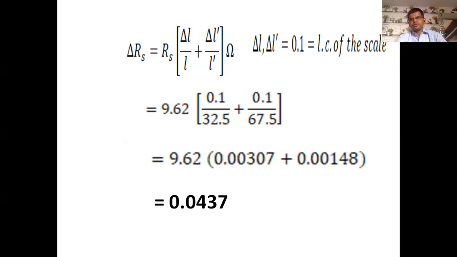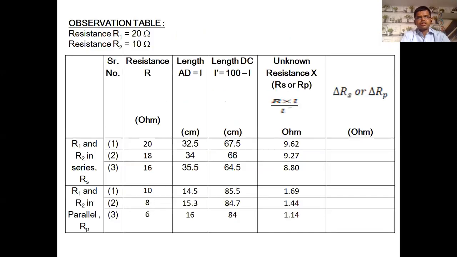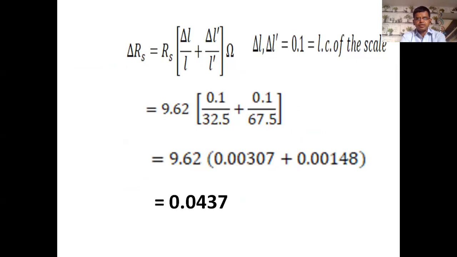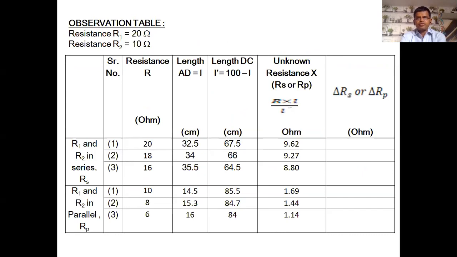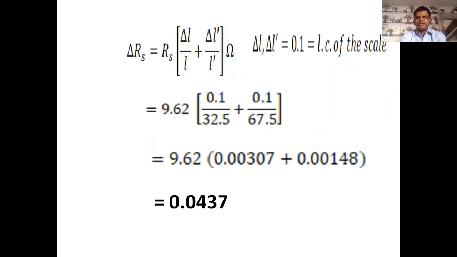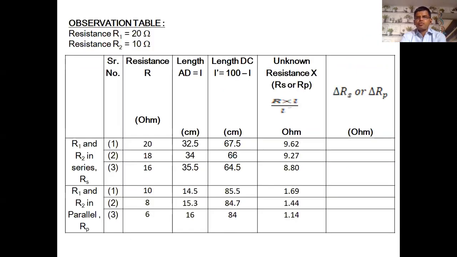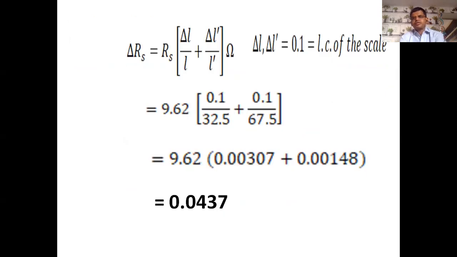So the first value we show here. First we want RS, which comes from the table. You see 9.62. We put here delta L 0.1 by L. The L value is 32.5 from the table, and delta L dash again 0.1 and L dash 67.5 from the table. After the calculation, we solve here. So the value is 0.0437. It is the delta RS first value.